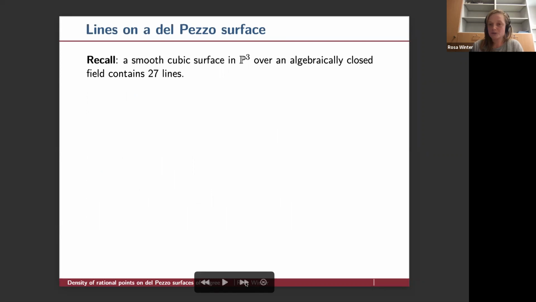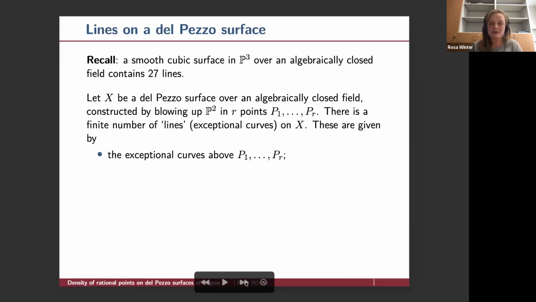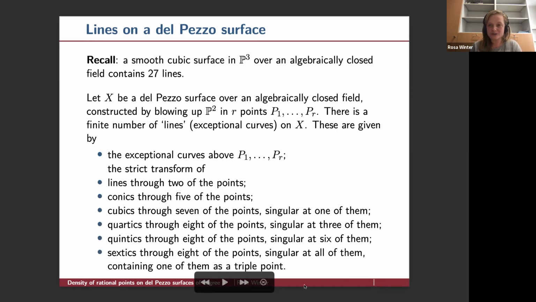I showed before that the smooth cubic surface always has 27 lines, and this we can generalize also to Del Pezzo surfaces coming from this blow-up description. So if we have a Del Pezzo surface over an algebraically closed field and it's constructed by blowing up r points in the plane, then there is always a finite number of lines. This depends on the degree. They are given by the exceptional curves that you blow up above the points, but also this whole list of strict transforms coming from curves in the plane. So all your exceptional curves or lines are determined in terms of the points that you blow up.